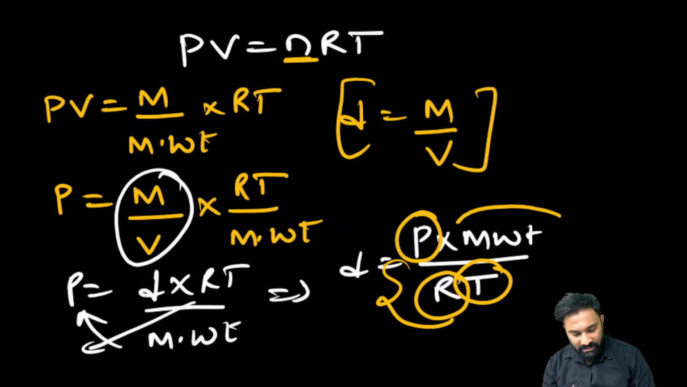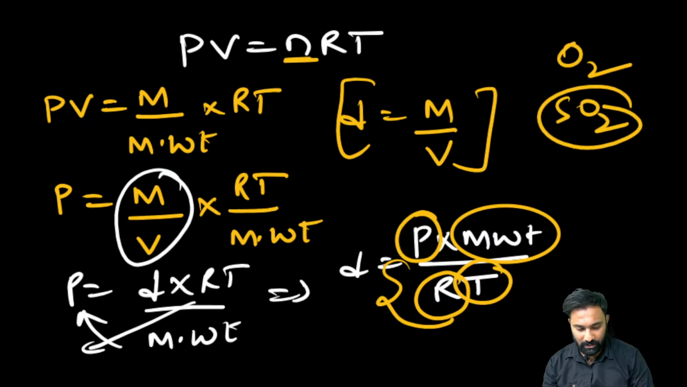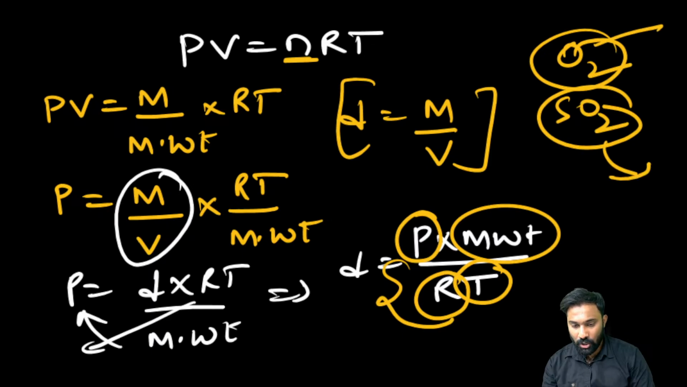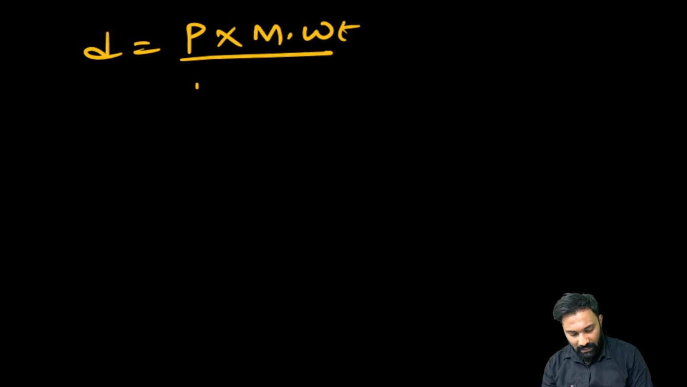Only the molecular weight is changing. The molecular weight of O2 is different, and the molecular weight of SO2 is different. But the conditions for the SO2 gas and the O2 gas are the same: pressure is 1 atm for both, and R and temperature T are also the same. So density is equal to pressure into molecular weight by R into T.